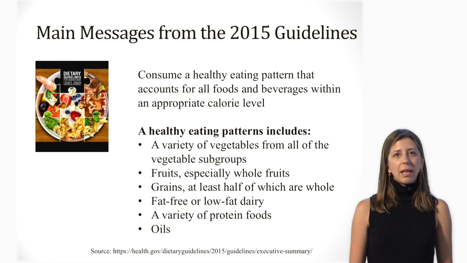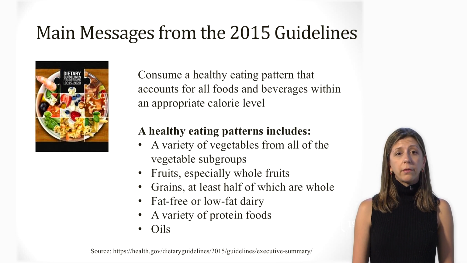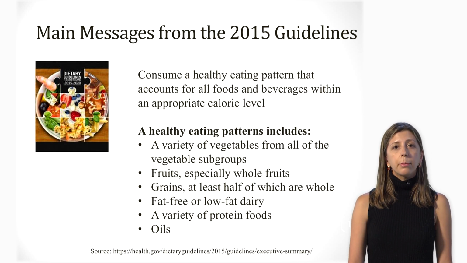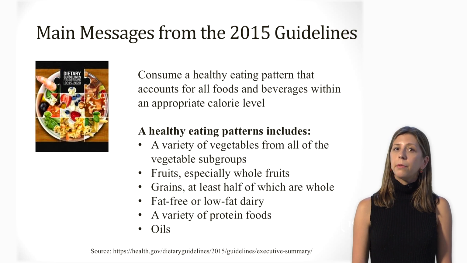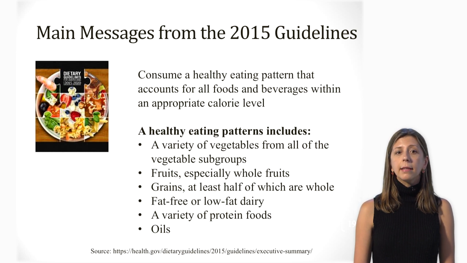And what does a healthy eating pattern include? Well, a variety of vegetables from all the vegetable subgroups, fruits, especially whole fruits, grains, at least half of which are whole grains, fat-free or low-fat dairy products, a variety of protein foods, and these protein foods can be plant-based proteins or animal-based proteins, and finally oils. So all of these different types of foods fit into a healthy eating pattern.